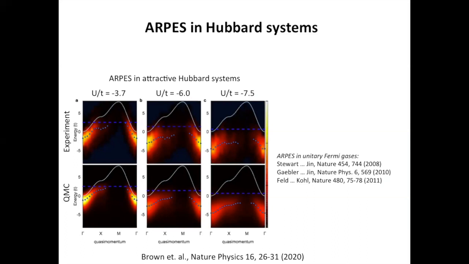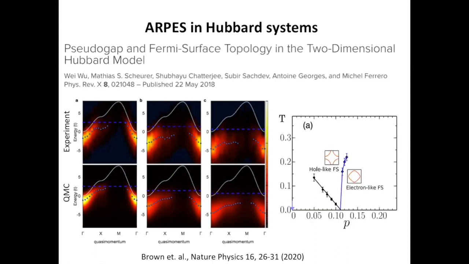quantum Monte Carlo calculations. And here, for example, you can see how the gap opens up as you go from the BCS to the BEC regime in the attractive Hubbard system. And our hope is to start extending this technique next to the repulsive Hubbard systems in the doped case, where the calculations are extremely difficult with Monte Carlo.